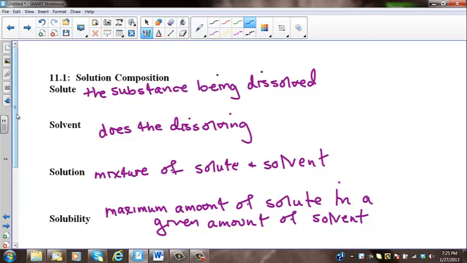The solute is the substance being dissolved. The solvent is the substance doing the dissolving. A solution is a mixture of solute and solvent, and the solubility is the maximum amount of solute in a given amount of solvent.